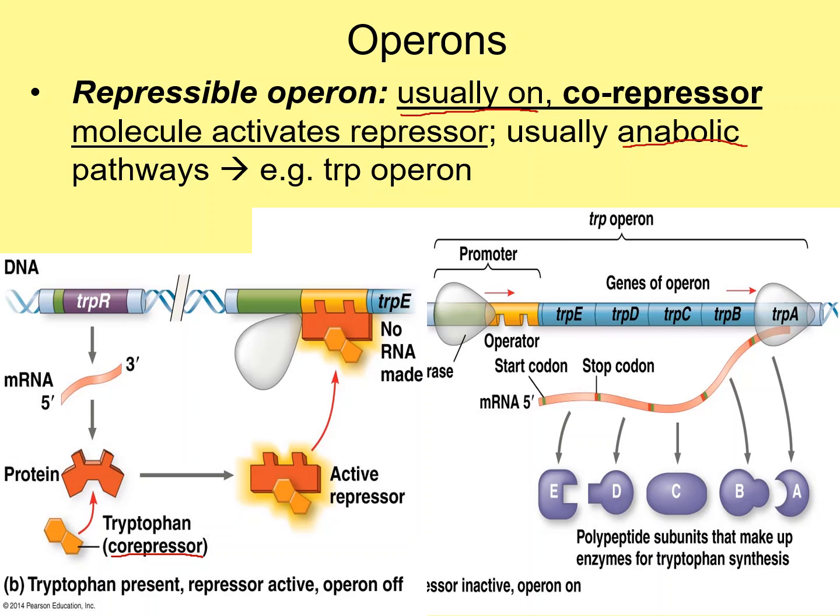If you already have tryptophan because you've stumbled across a food source that has tryptophan, then you need to turn off the enzymes that are making tryptophan because you already have it, right? Again, these tend to be anabolic pathways, so you don't need to build something if you already have that something. So in this case, tryptophan is acting as our co-repressor. It's binding to the repressor molecule and converting it to its active form, and it's the active form again that's going to be bound to the operator and blocking transcription.